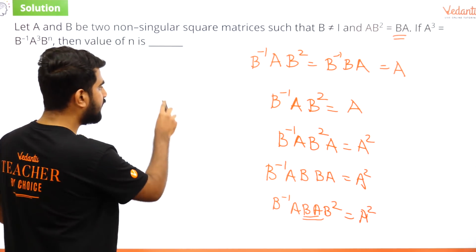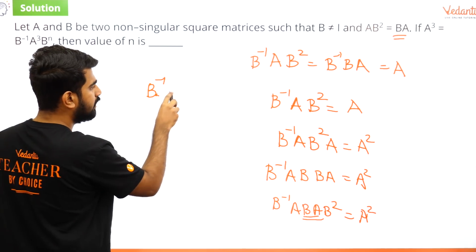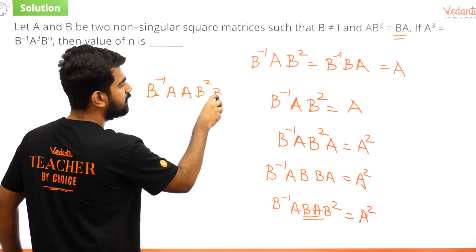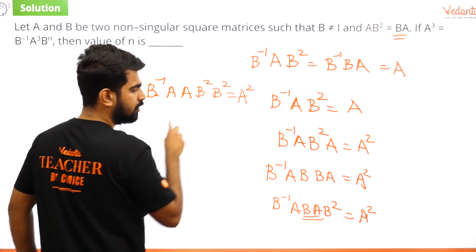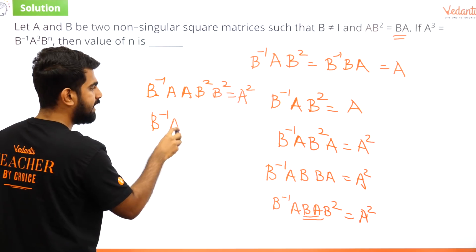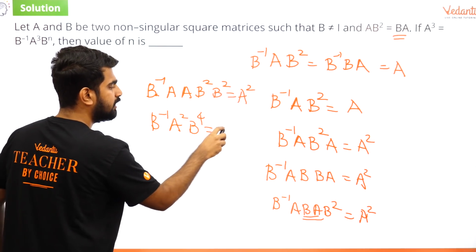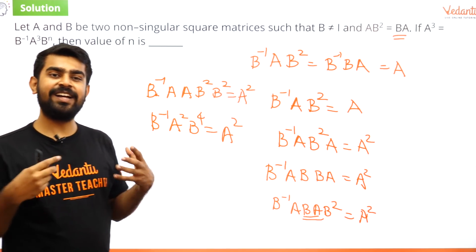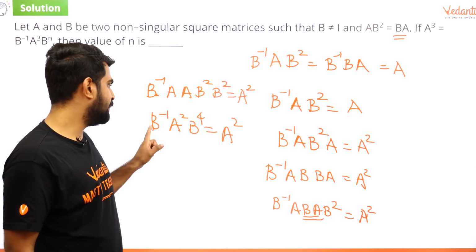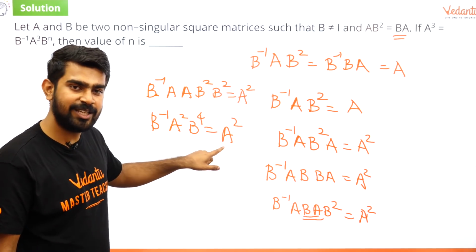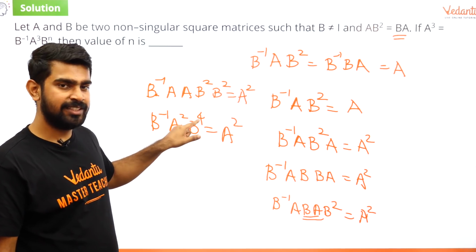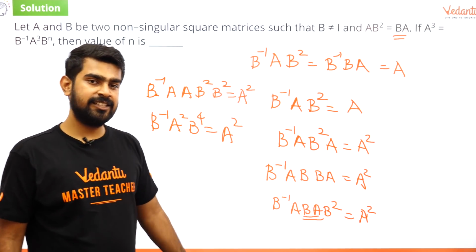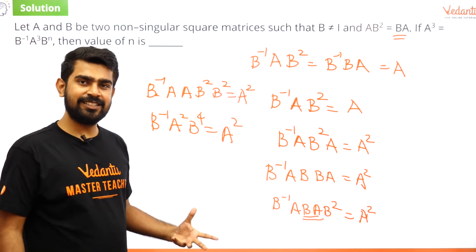So now again when I do that, what do I get? B inverse A, BA is going to be AB square. And you already have a B square outside. That is going to be A square. So I have B inverse A square B to the power 4 is equal to A square. Good. Now I am very sure I get the right answer. Why? Because B inverse A square is there and outside you have A square. And you have B to the power 4. So if I proceed one more time, I am going to get my answer. Is that clear, guys? So you can do that and get the answer.